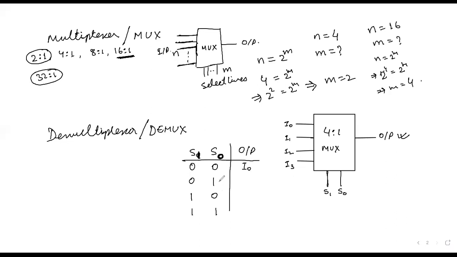Yes, sir. So it is up to the designer. It depends fully on the designer which output is needed for which particular combination. Now for the combination of S1 and S0 as 0, 1, I am taking the output as I1. For the next combination, taking the output as I2, and for the next combination the output will be I3.